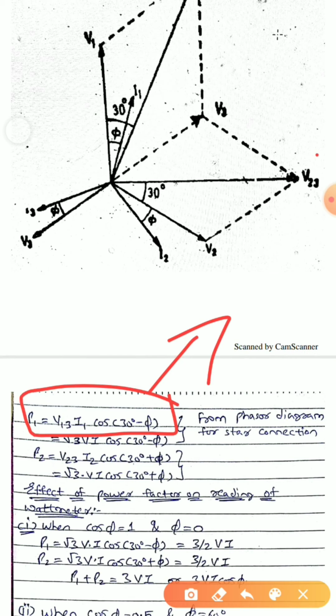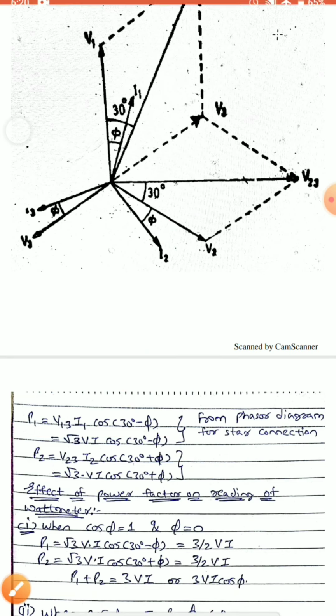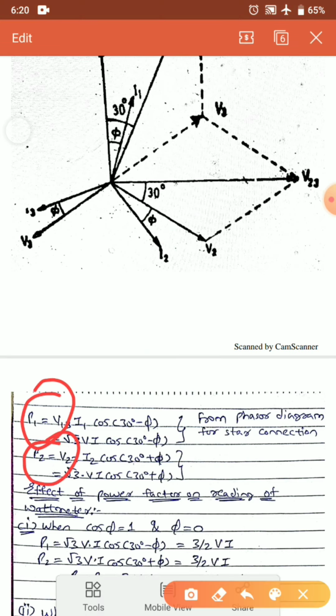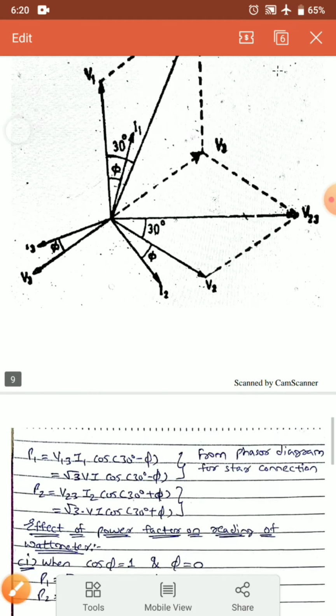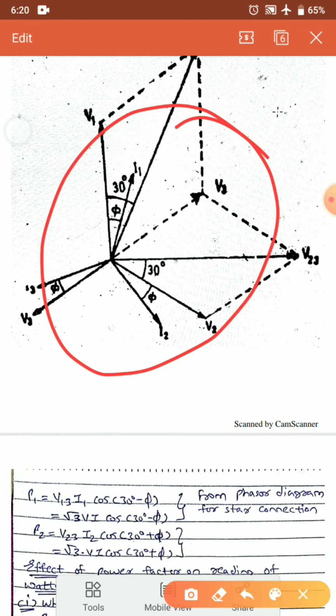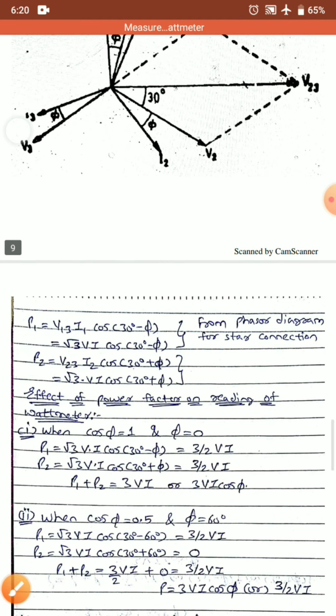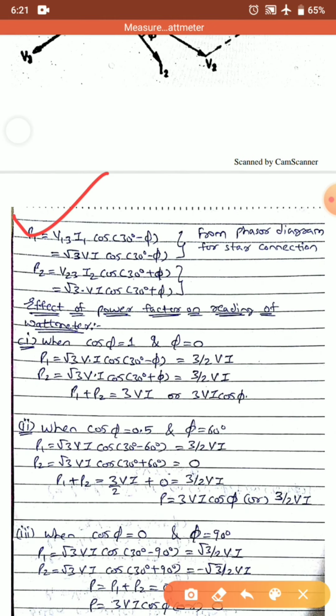Then let us look at the next, that is power 2. Power 2 is nothing but V23 into I2. So this is V23 and this is I2. The phase difference between V2 and I2 is phi. This is angle bisector 30. Therefore the angle between these two is 30 degrees plus phi. So from here it is quite clear that I am getting the values of P1 and P2 from the phasor diagram. Now this phasor diagram is for a star connected 2 wattmeter method. We have to keep these two things in mind.